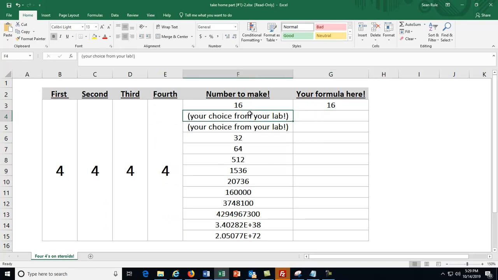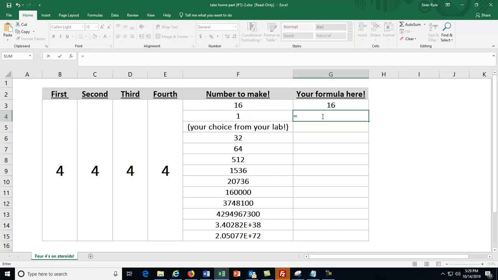You can do, like I said, any numbers you want to pick. Let's pick 1, for example. You use 1 from your lab. There's a whole lot of ways you can make 1. But one way that some of you figured out was you do equals this divided by this, divided by this divided by this.